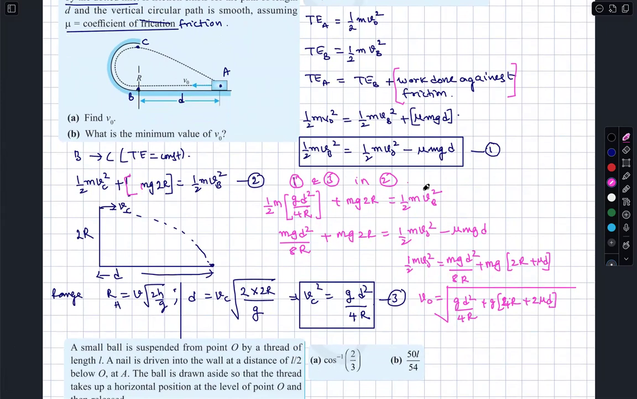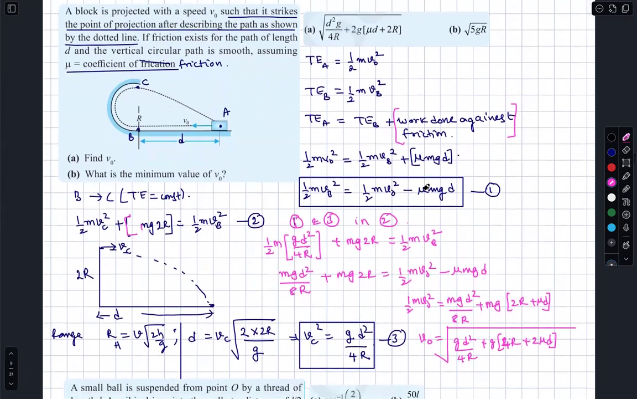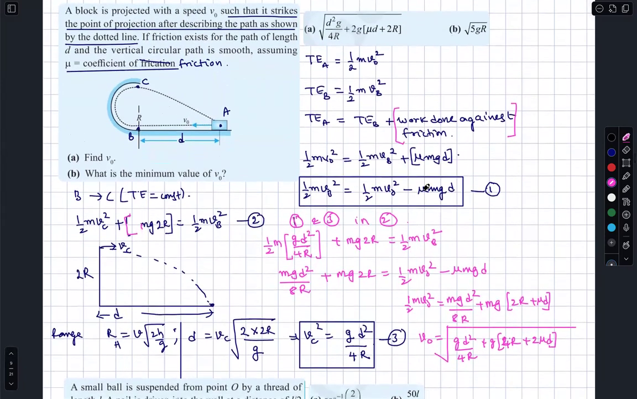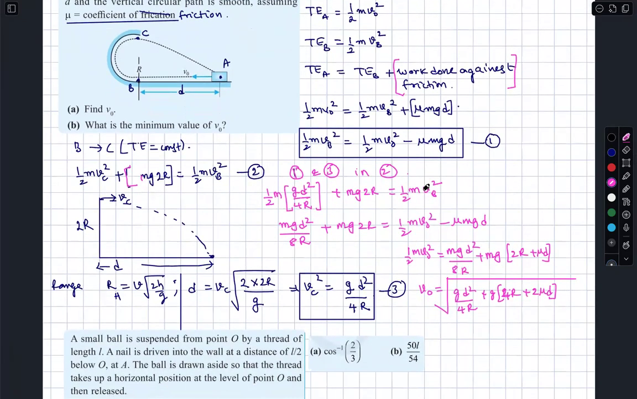So now the question is, where will you get the minimum value of V naught? At least here you must have it, it should reach till C. To maintain this path, at least at C you should have how much velocity? Root... Sir, B to C, why is total energy constant?